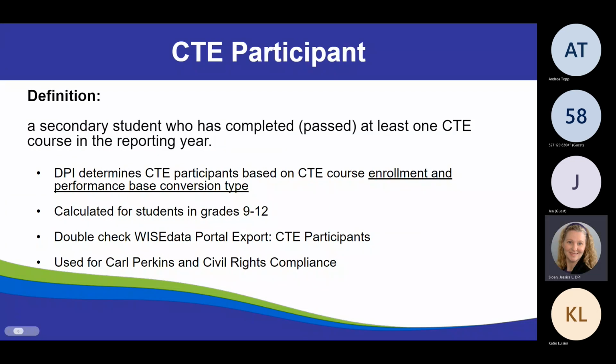All right, so we're going to start off by talking about CTE participants. In Perkins 5, CTE participants are a secondary or high school student who has successfully completed or passed at least one CTE course in the reporting year. And we are going to be specifically focusing on the reporting year of 2021 because the snapshot is going to take place on December 6th.